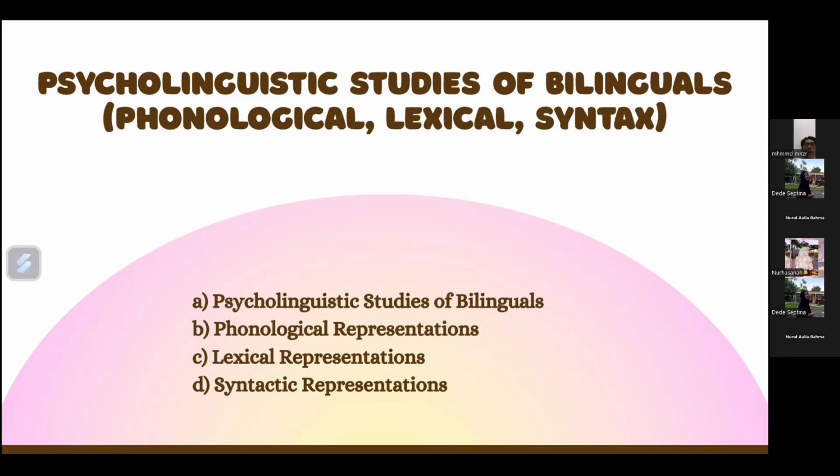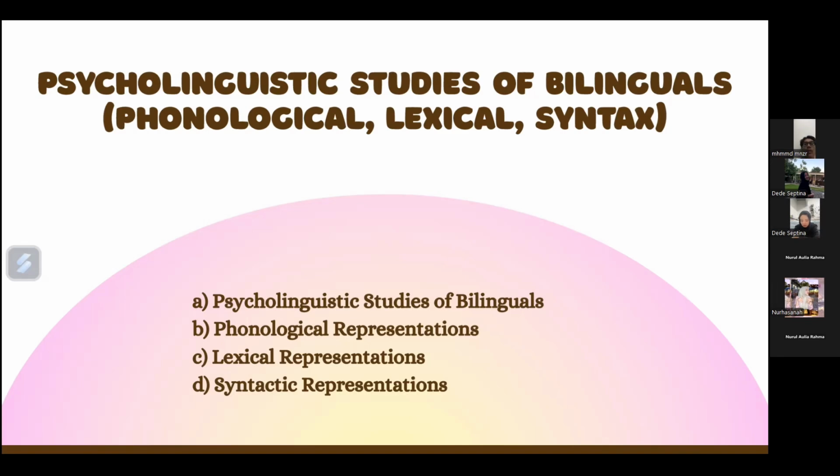And the last is syntactic representations. Syntax refers to the rules that govern sentence structure. Bilinguals must learn and apply different syntactic patterns for each language. Psycholinguistic studies have investigated whether bilinguals maintain separate or shared syntactic structures.